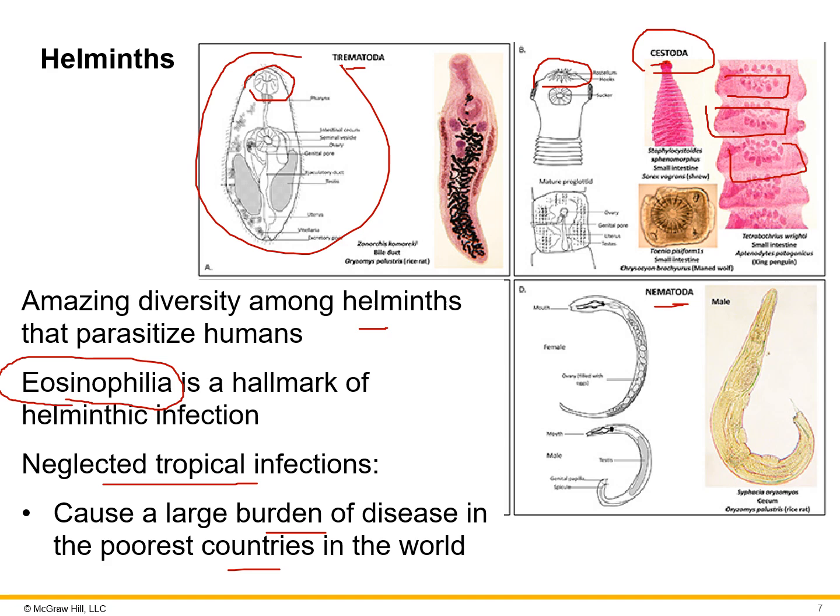And then our roundworms are the nematodes. Males and females look a little bit different, but ultimately they have a round structure at the beginning and the end.